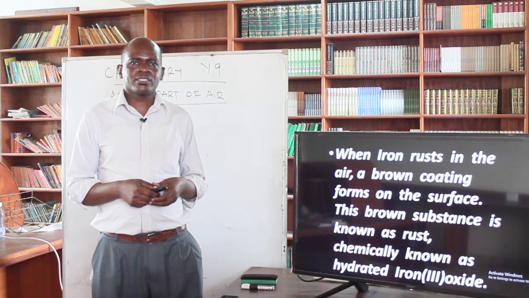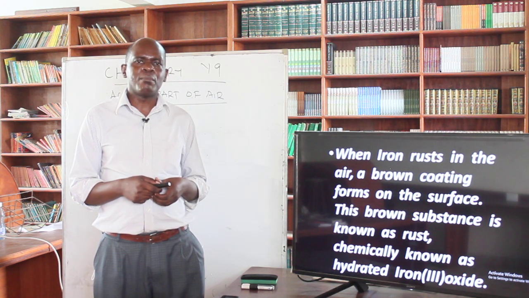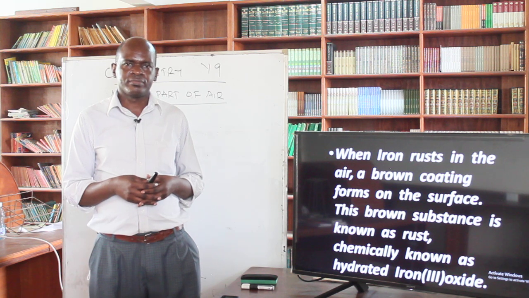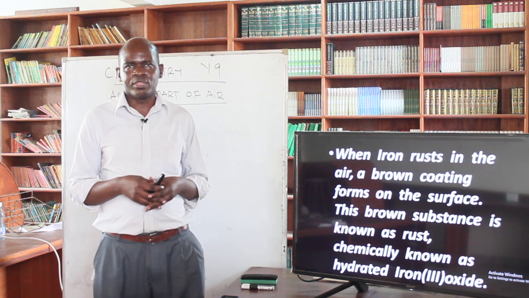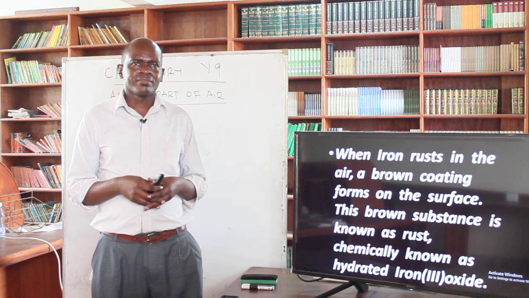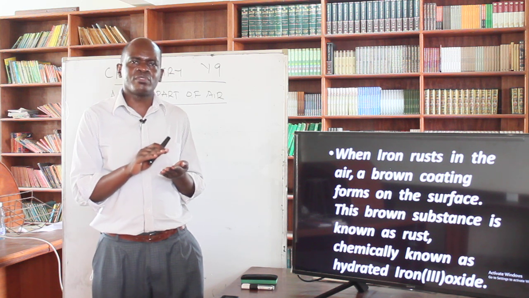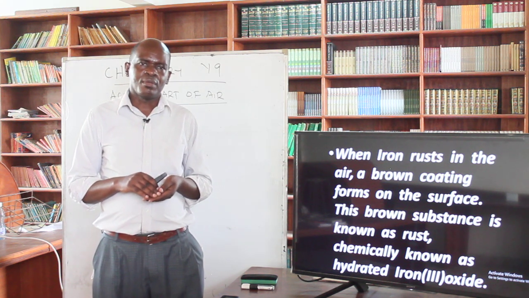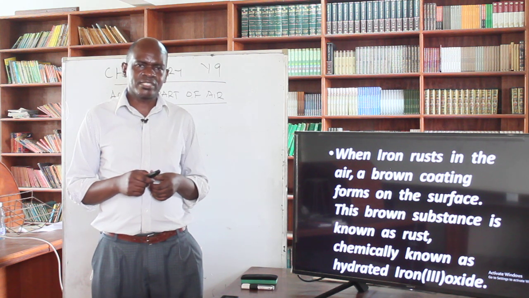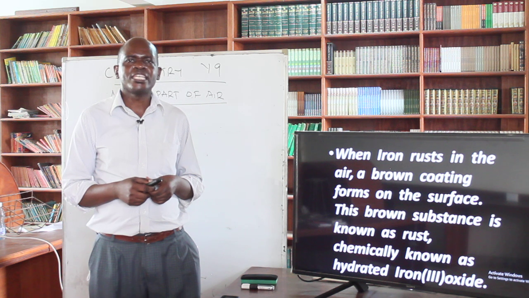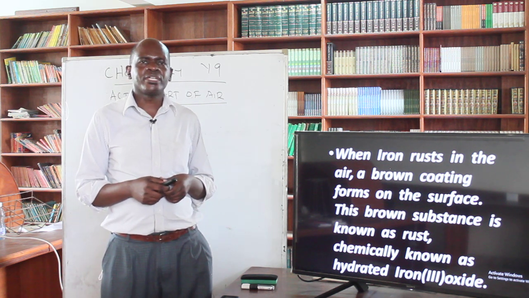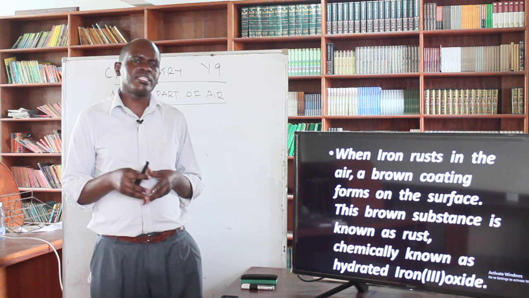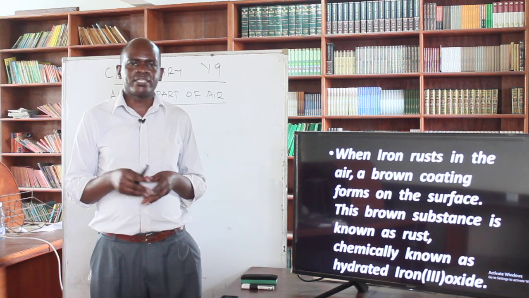Now, when iron rusts in air, there is a formation of a brown coating. There will be a brown coating which normally collects on the surface of the metal. That brown coating which appears on the surface of an iron is known as rust. But in chemistry, rust is known as hydrated iron 3 oxide. So the chemical name of rust is hydrated iron 3 oxide. They can ask you that in the exams. That is the chemical name for rust.